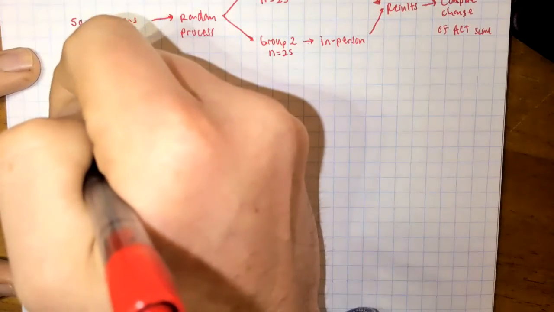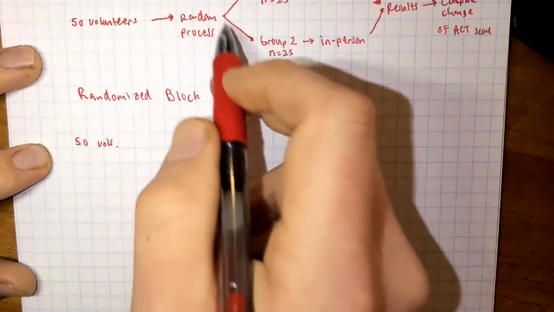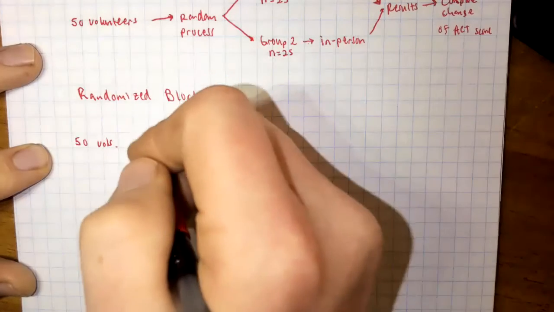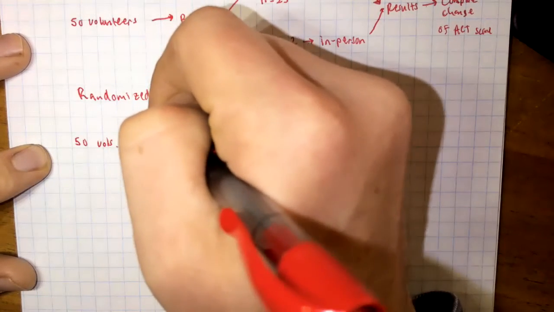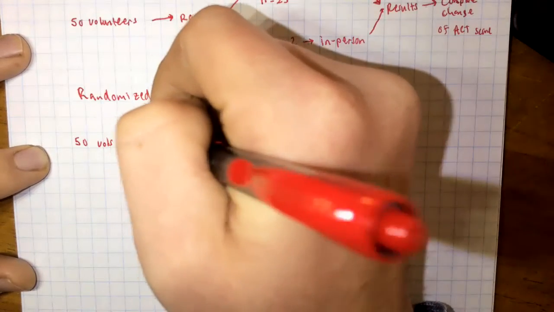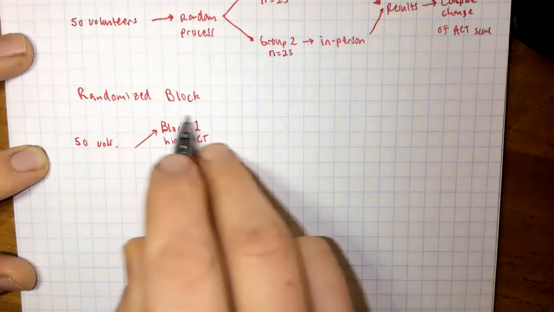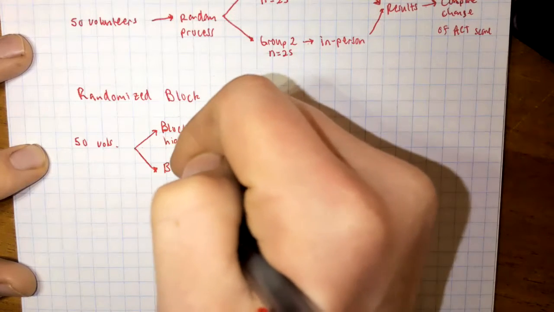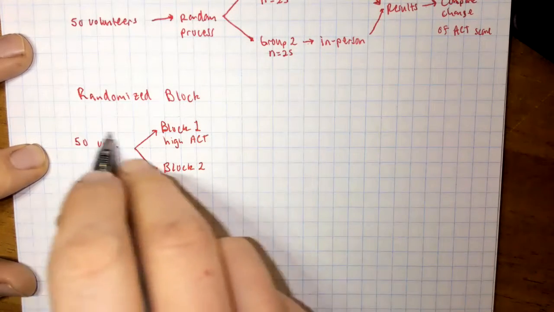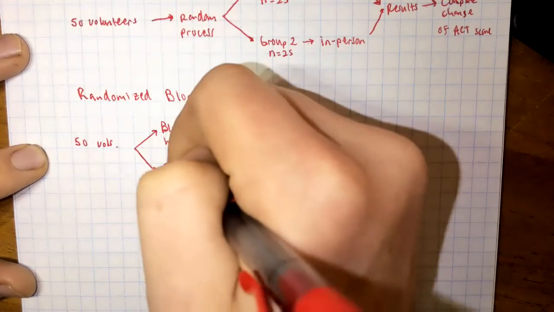So again, we start off with our 50 volunteers. Now, before they undergo this random process, we're going to block them. We would say block number 1. Block number 1 could be, I don't know how we're defining this, but we'll place all the students that had a high ACT score into block number 1. And then in block number 2, we'll place the other volunteers, and those are students with low ACT scores.